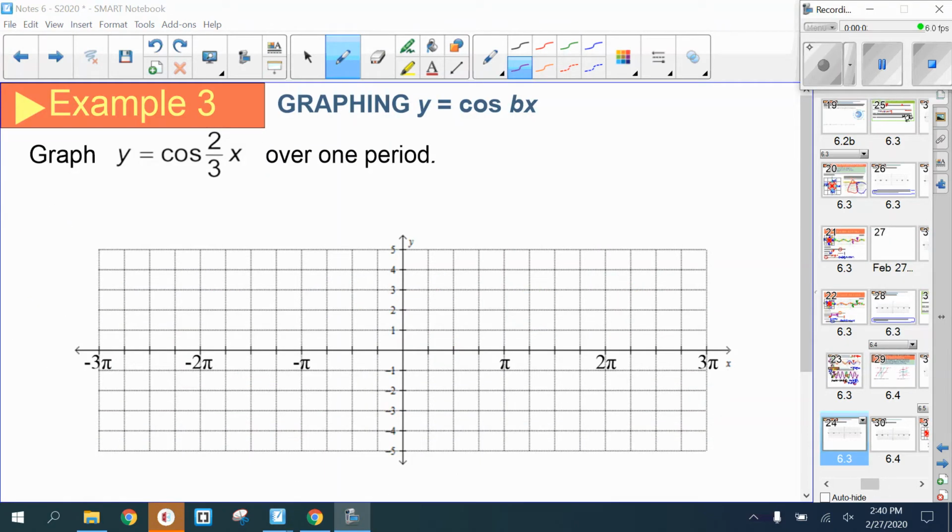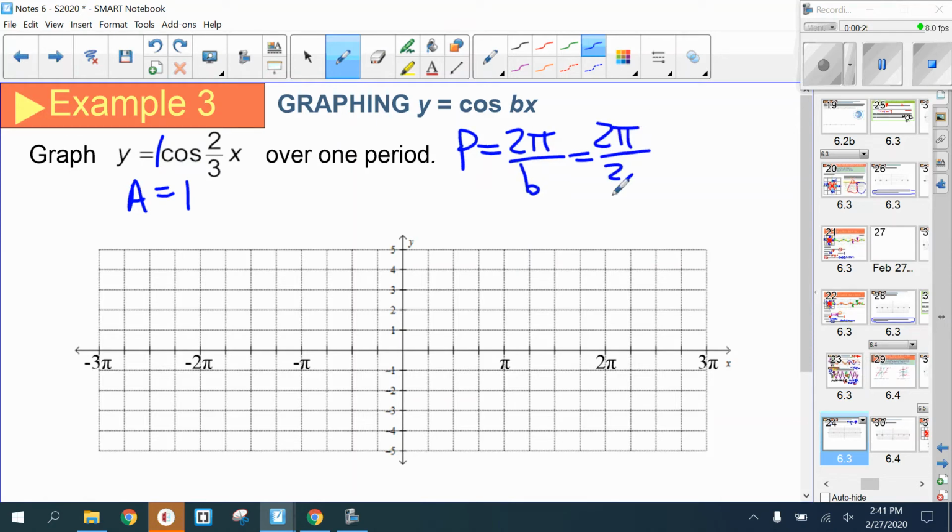Example 3, we're graphing y equals cosine 2/3 x. This is kind of a weird one. You can see the amplitude, because it's the number in the front, is 1. The period is a little bit harder to calculate. You've got 2 pi over b, but in this case, b is a fraction, 2/3.